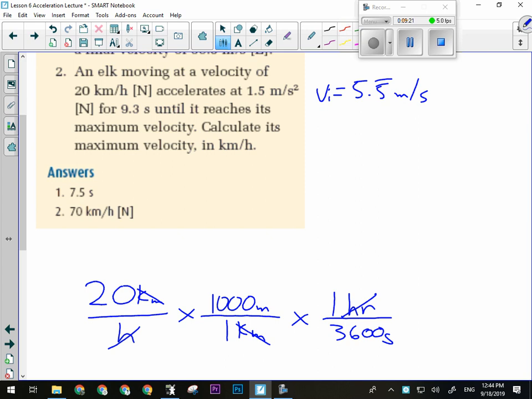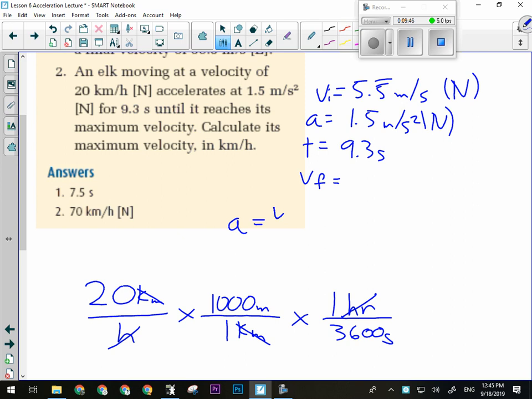Okay, it accelerates at 1.5 meters per second squared, and that's north, so is this. Right, and it does that for 9.3 seconds. And we're looking for its maximum velocity in kilometers per hour. But we'll calculate it in meters per second and then we'll convert. Okay, so we got a new manipulation here of this formula. A equals VF minus VI over T.